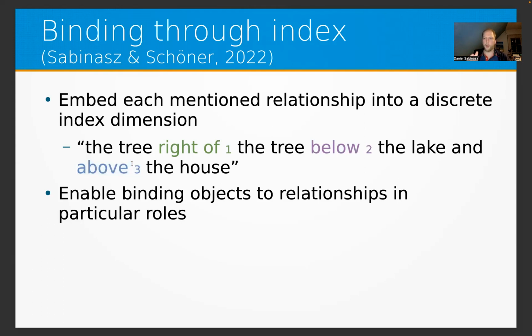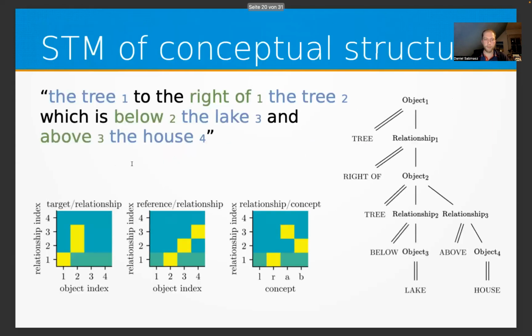And now that we have this relationship index, we can come up with a field architecture that allows us to bind objects to relationships in particular roles by virtue of this index. And here we see an example for that. So this again recaps the various object indices and relationship indices. We have the tree with index 1, another tree with index 2, the lake with index 3, and the house with index 4. And also the relationship right-of with index 1, the relationship below with index 2, and the relationship above with index 3.